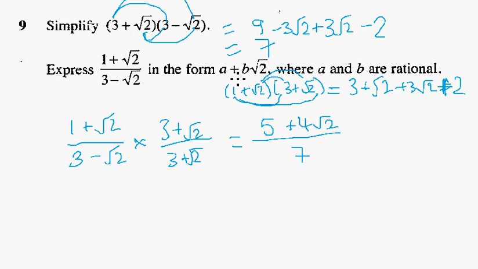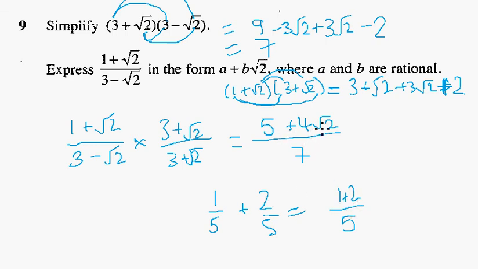Now that doesn't look like the form we've been asked to give it in, a plus b root 2, where a and b are rational. What we need to do now is just a small piece of rearrangement. You know that in fractions, if I say I have 1/5 of a pizza and I add 2/5 of a pizza, I have 3/5 of a pizza. What we're saying is that in fractions, if you have the same denominator, 1 plus 2 over 5 is the same as 1/5 plus 2/5. Well, we're doing the reverse procedure here.